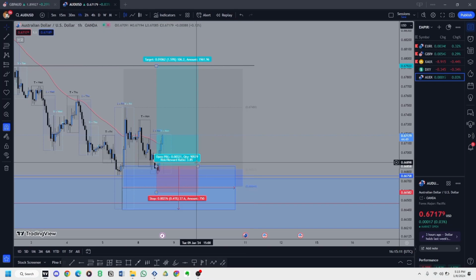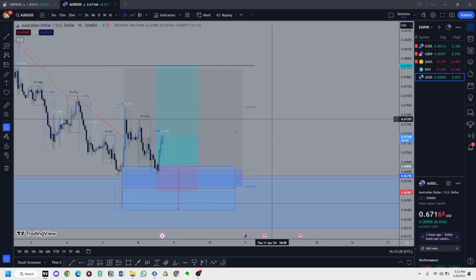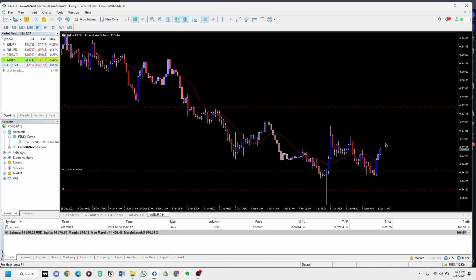So guys, into NY session, this is actually 5:15 p.m. Right, so we're just in NY session. Right now AUDUSD is going as planned. We're just slightly above 1%. We're actually floating. You can see the current profit floating right now.